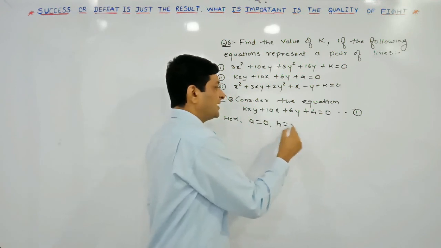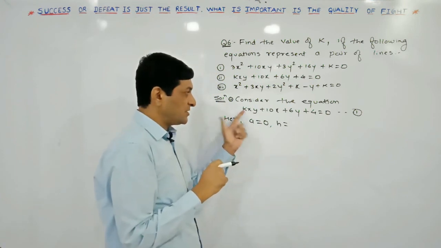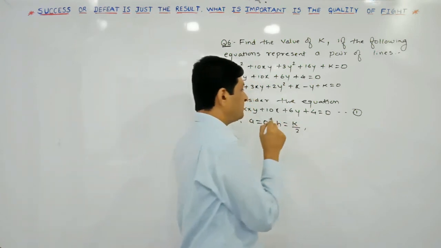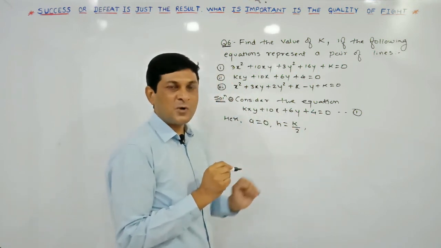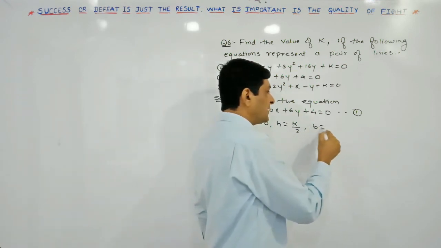Then h. Here the coefficient of xy is 2h, meaning 2h is equal to k, so h is equal to how much? k by 2. b means what? The coefficient of y square. But if you observe this equation, the term of y square does not appear. That's why we can say that b is equal to 0.